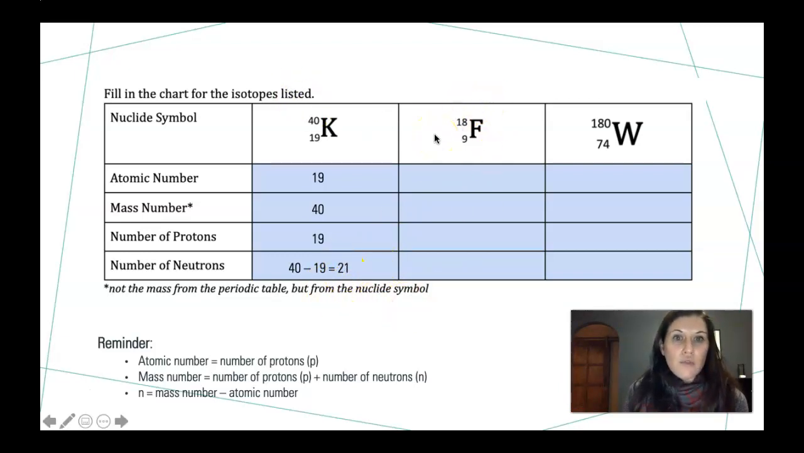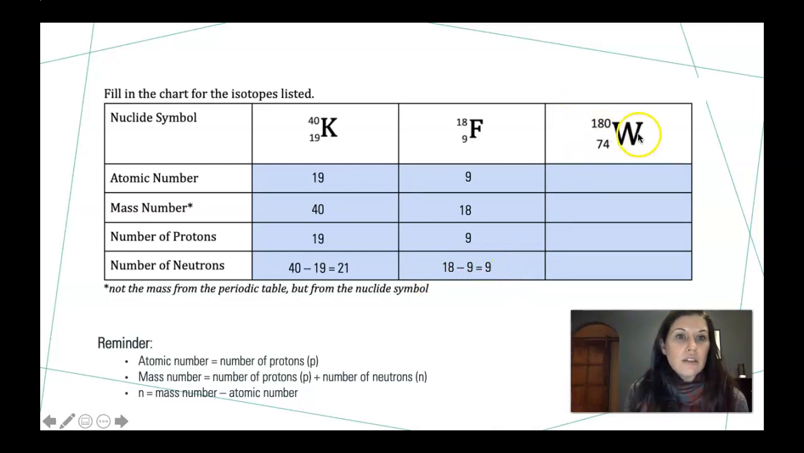Okay, let's do the same thing for this isotope of fluorine. Atomic number is 9. The mass number, 18. Protons, same thing as atomic number, that's 9. And neutrons, we'll do mass minus protons, we get 9.